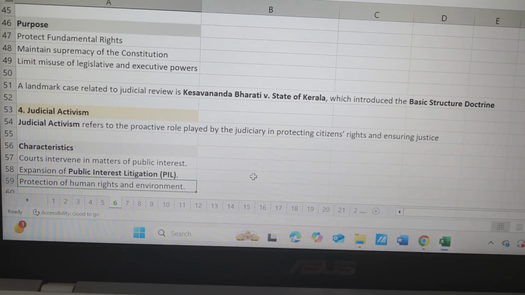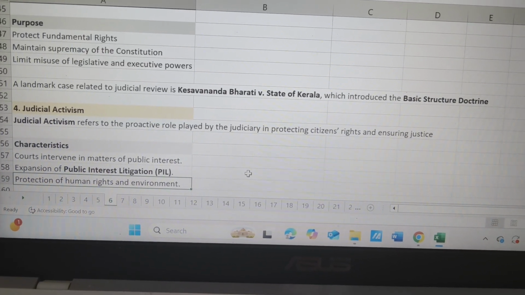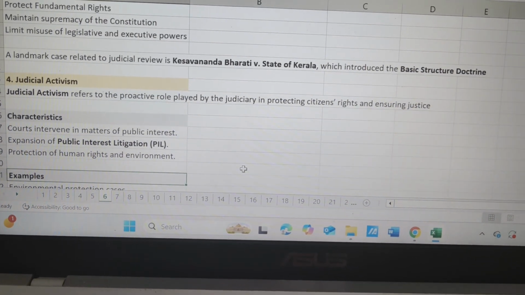A landmark case related to judicial review is Kesavananda Bharati vs. State of Kerala, which introduced the basic structure doctrine.